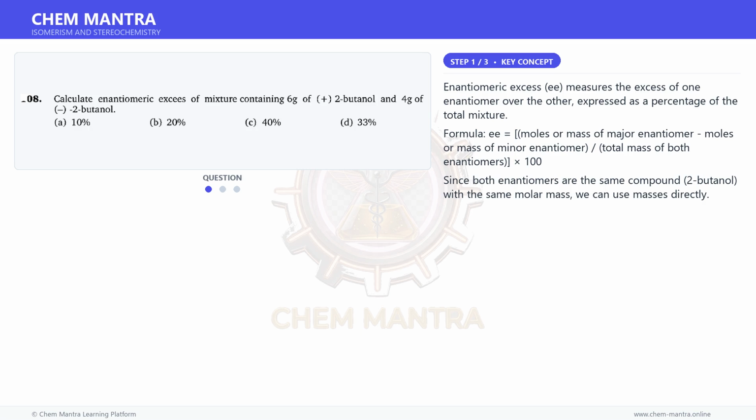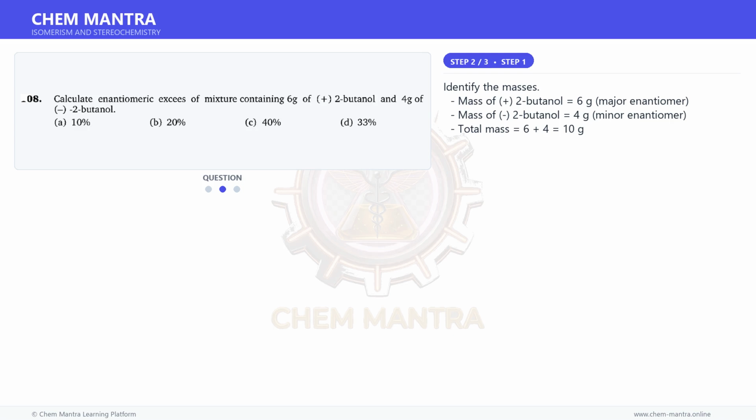Enantiomeric excess, E, measures the excess of one enantiomer over the other, expressed as a percentage of the total mixture. Formula: E is equal to (moles or mass of major enantiomer minus moles or mass of minor enantiomer) divided by total mass of both enantiomers, times 100. Since both enantiomers are the same compound, 2-butanol, with the same molar mass, we can use masses directly. Moving on to the next step.